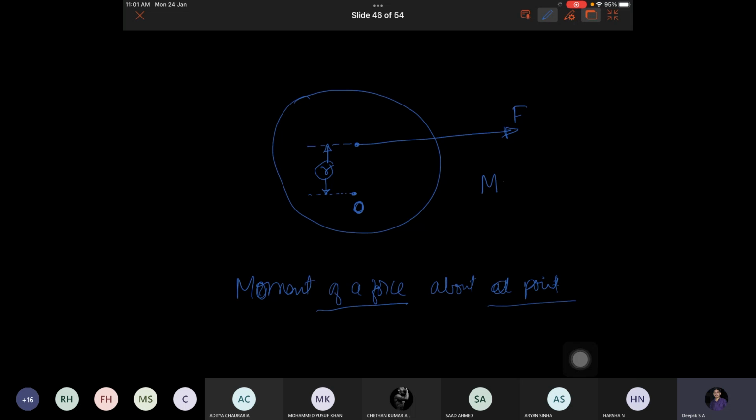So moment is nothing but force into the perpendicular distance from the line of action of the force to the point from where moment is taken. So F into R. Is it understood? Yes, sir. Okay.